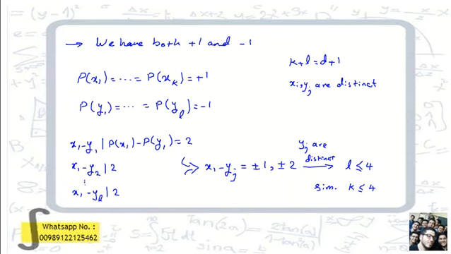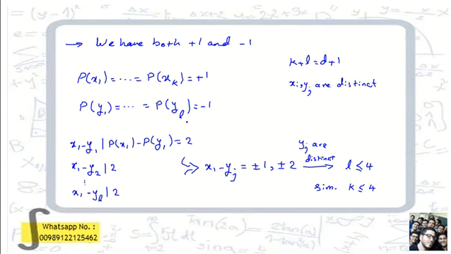Now let's consider x1 with y1 to yl, x1 minus y1. Now we want to use the most important idea in polynomials. What was that? With integer coefficients, x1 minus y1 divides p of x1 minus p of y1, which equals 1 minus minus 1 equals 2. Similarly, we can say x1 minus y2 divides 2, up to yl divides 2. So x1 minus yj equals plus or minus 1, plus or minus 2.